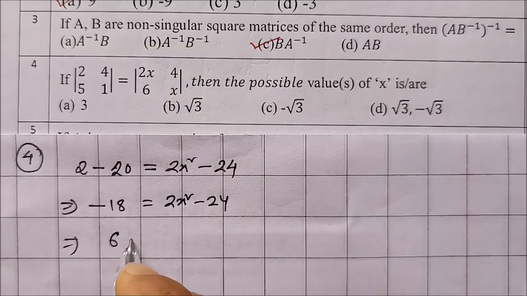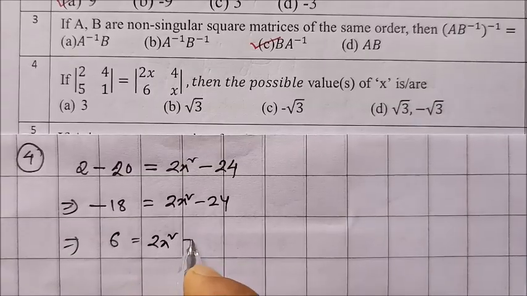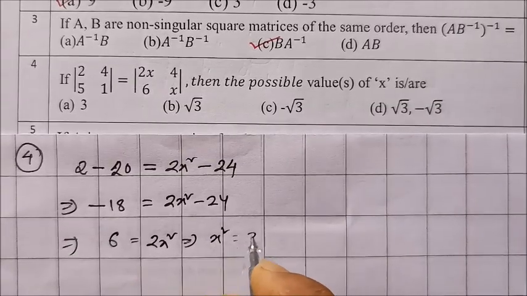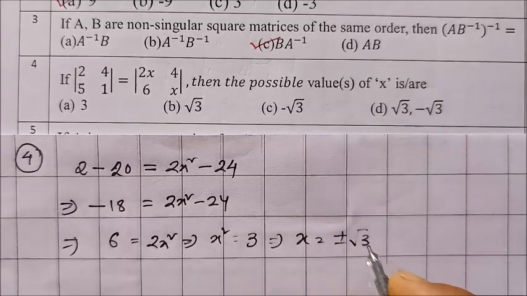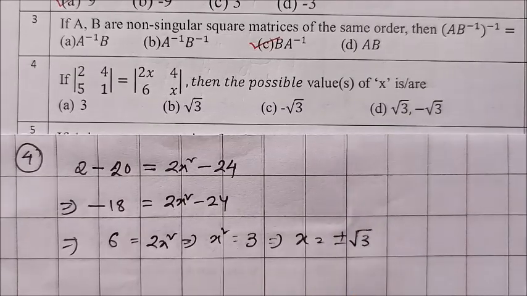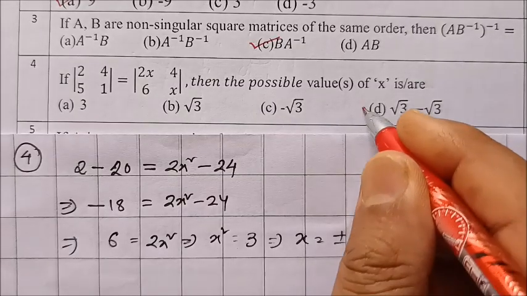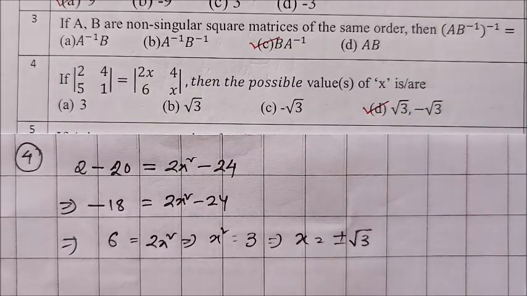24 minus 18, 6 equal to 2x square. So x square is equal to 3. So x will be equal to plus minus root 3. So here x is having more than one value. So our correct option is option number D.